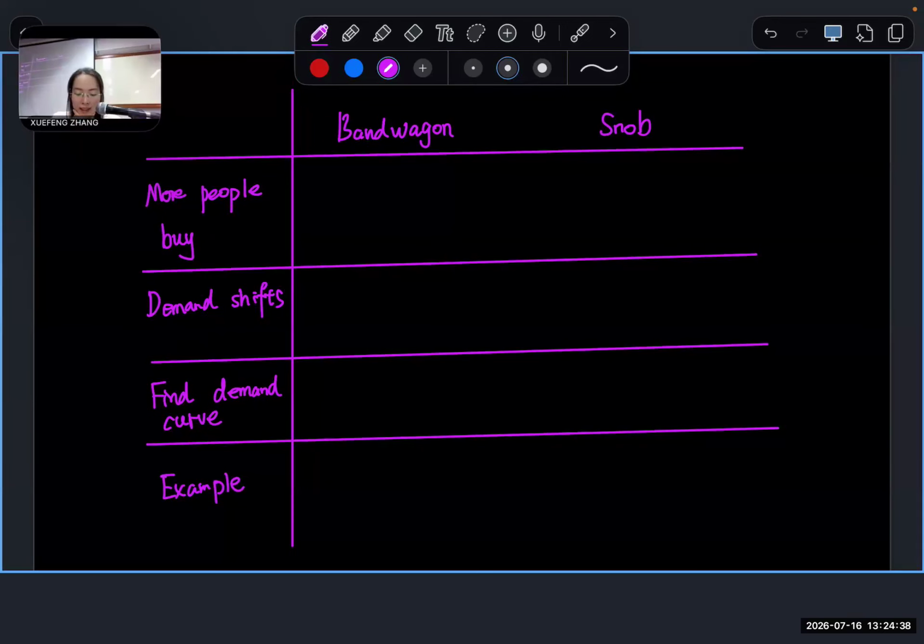For bandwagon, all right, if more people buy it, you ask yourself, do you want more or less? For bandwagon, you want more. So the demand shifts to the right. And the final demand curve is flatter. So the example I mentioned before, TikTok, the line, right? TikTok line.